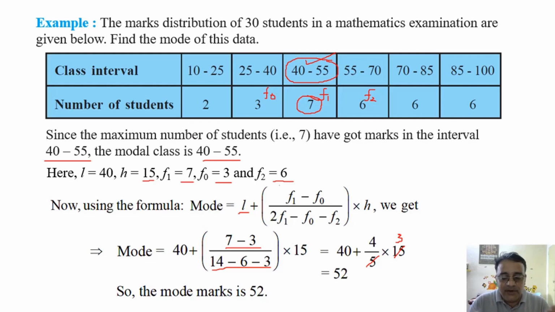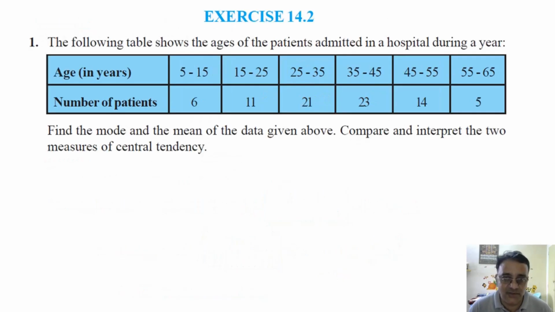What is important to remember is the formula. अगर formula याद नहीं है तो फिर मुश्किल है. Okay. So now we are going to start the exercise. Exercise 14.2, the first question. Altogether 6 questions are there and we have to complete all 6 questions. The following table shows the ages of the patients admitted in a hospital during a year. Find the mode and the mean of the data given above. Compare and interpret the two measures of central tendency.